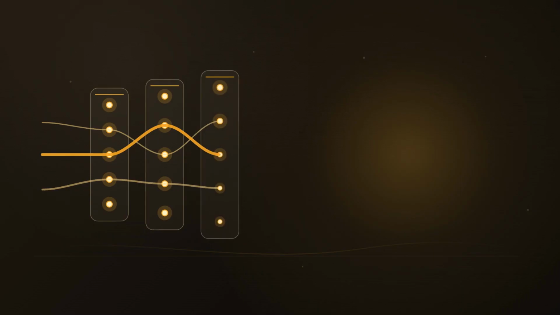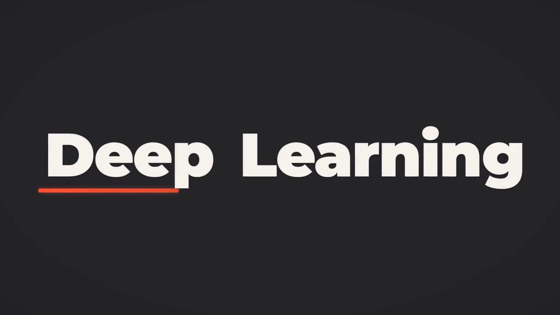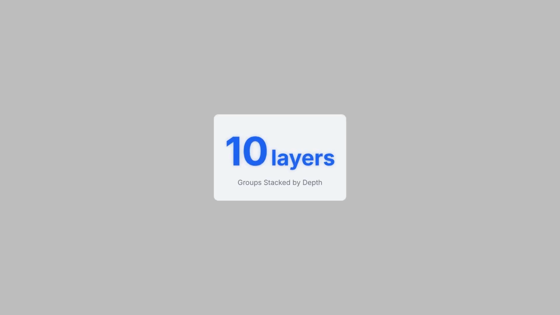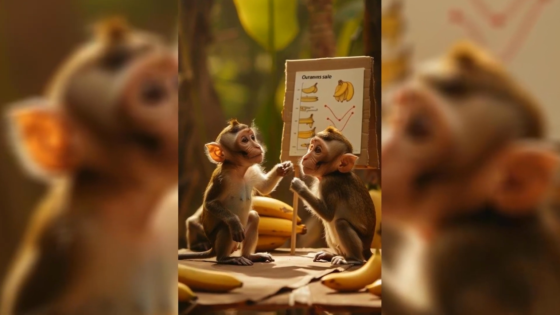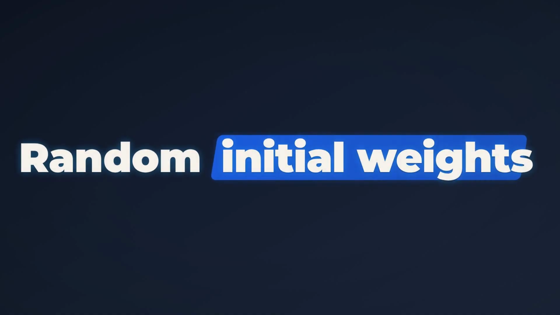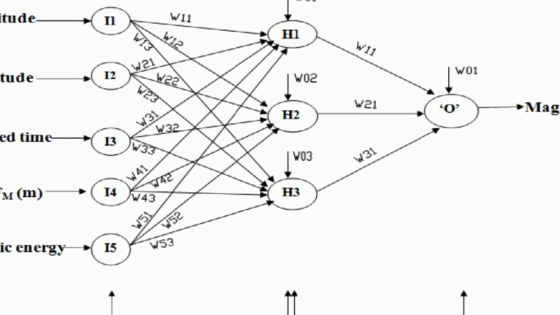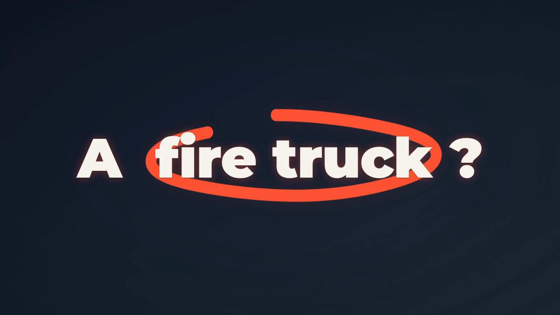Stack enough hidden layers and you get what we now call a deep neural network. The word deep doesn't refer to anything profound. It refers to depth, more layers, more groups of monkeys passing assessments to each other before a final answer is produced. The monkeys start out essentially random. Their initial weights, how much they trust each input, are arbitrary. The first time you show a deep network an image of a banana, it might confidently declare it to be a fire truck.